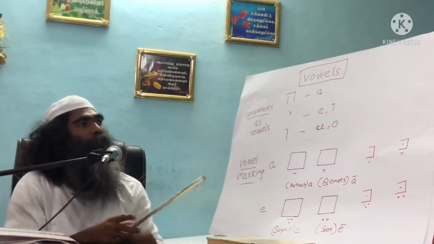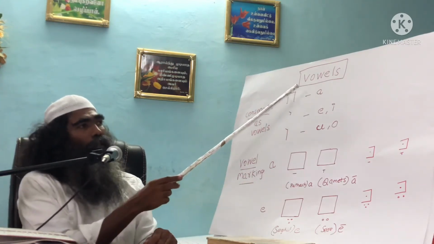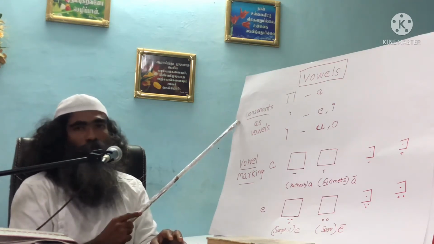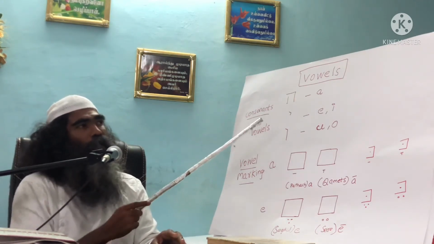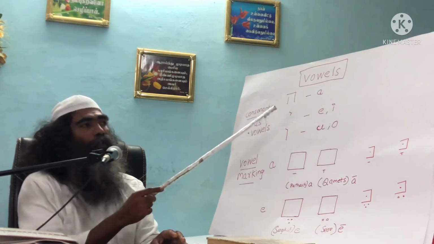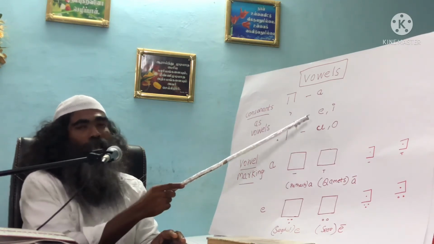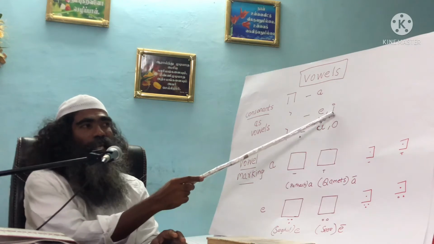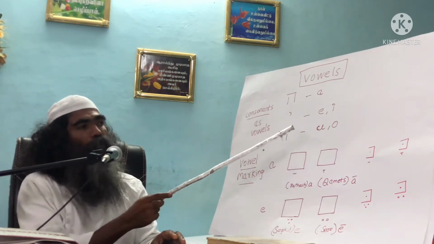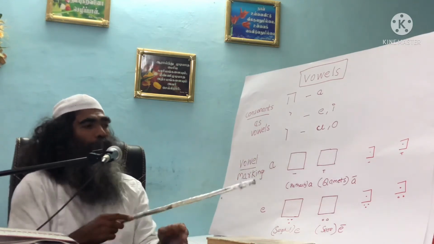Recap. Vowels are divided into two types. Certain consonants are used as vowels. They are het. Het is pronounced as a. Then yod. Yod is pronounced as a or e. Then the third one is vav, which is pronounced as oo or o.